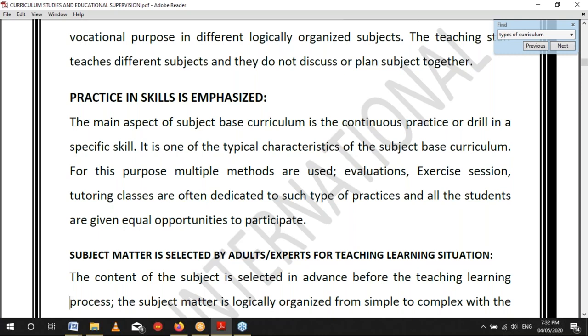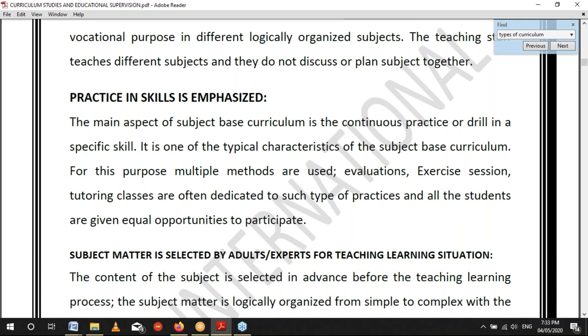Requirements for the optimum operation of subject curriculum. That means what it takes for a school to embark on subject curriculum. All these things must be required for a school to say they are embarking on subject curriculum.